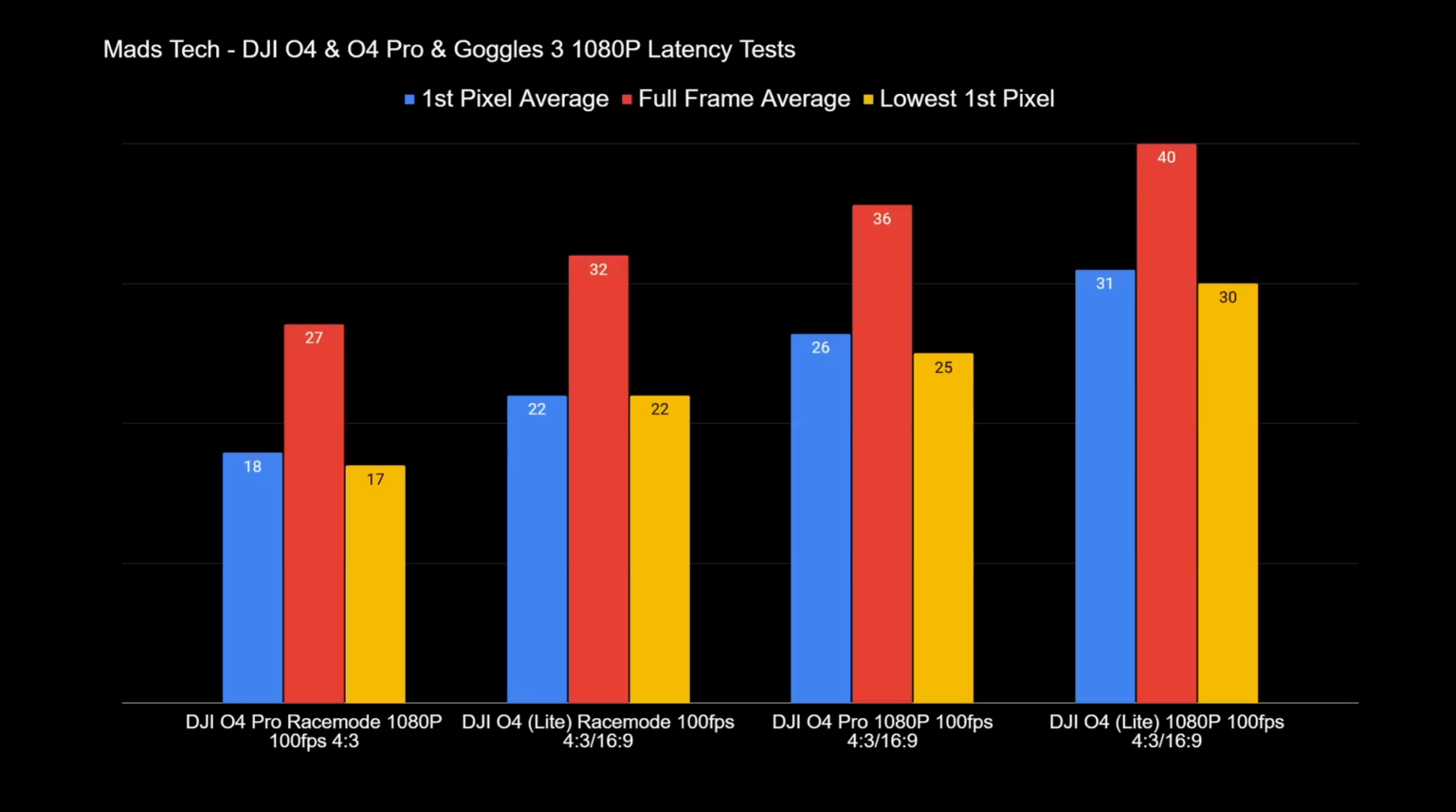The Lite is the perfect ear unit to have in a race environment, yet it has the highest latency of the two. Then, just comparing that back to the original modes, the standard modes, so O4 Pro in 1080p 100, you can see we've got 25 milliseconds to the first pixel, and then 36 milliseconds to the full frame, and then on the Lite, 30 milliseconds, and then 40 milliseconds. There is no question that the new race mode reduces latency.